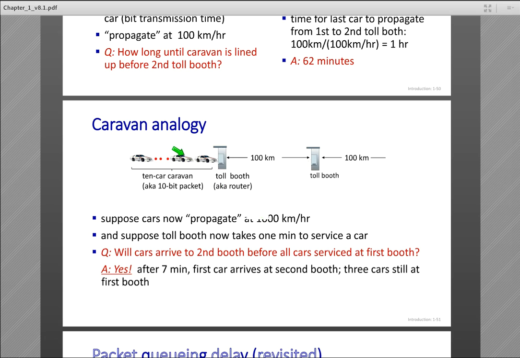And also, each vehicle needs to spend 1 minute in the first gateway. The service time in the first gateway for each car is 1 minute. So here we can ask another question. Okay, will car arrive to second booth before all cars service at the first booth?